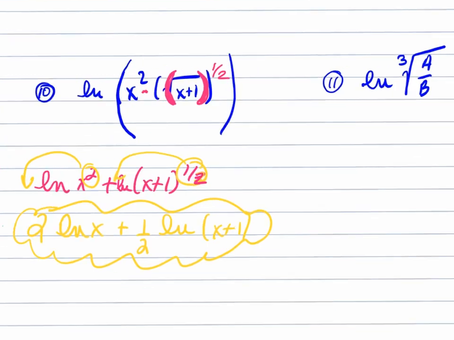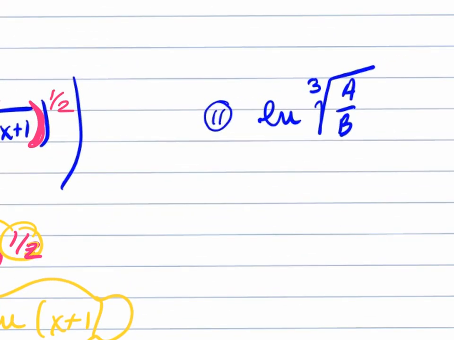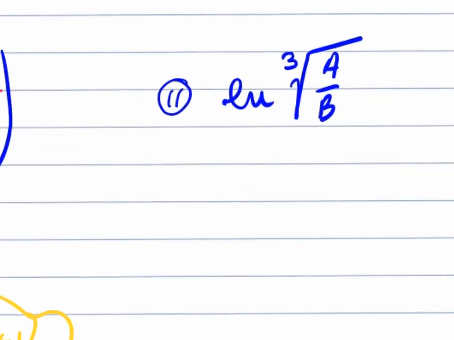Now, looking at number 11, a lot of you got the concept here, but you missed one little thing. I see a cube root. When I see a cube root, I think of what fraction? 1/3, good. And I see a over b, which makes you think of what? Subtraction, good. If I were you, I would rewrite this first like this: ln of the cube root of a over the cube root of b. Can I split it up like that?